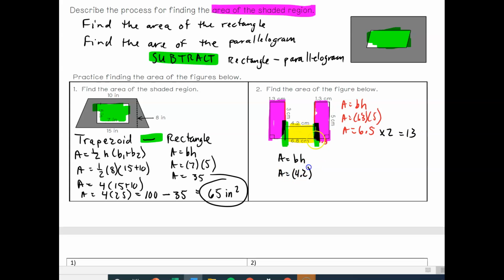And now your height, you have to look for the side here. Well, if this entire side is 5 and this is 3, that means this whole side has to add up to 5. So if I have 3 right here, what needs to be left over is 2, because 3 plus 2 is also 5, right? They have to be the same. So your height there is 2. So then 4.2 times 2 gives you an area of 8.4. And then you're just going to add 13 plus 8.4 to get your answer of 21.4 centimeters squared.